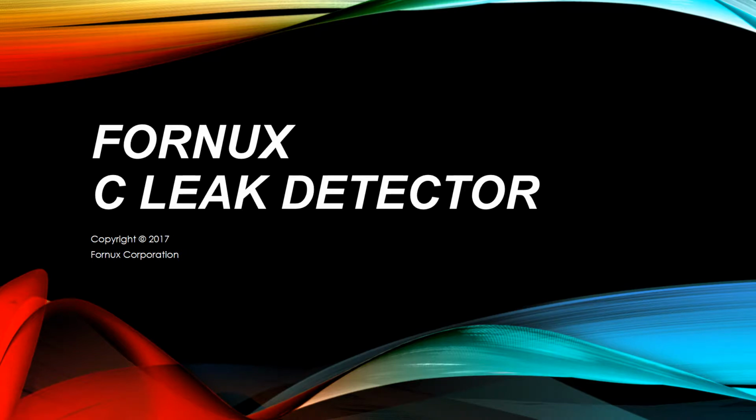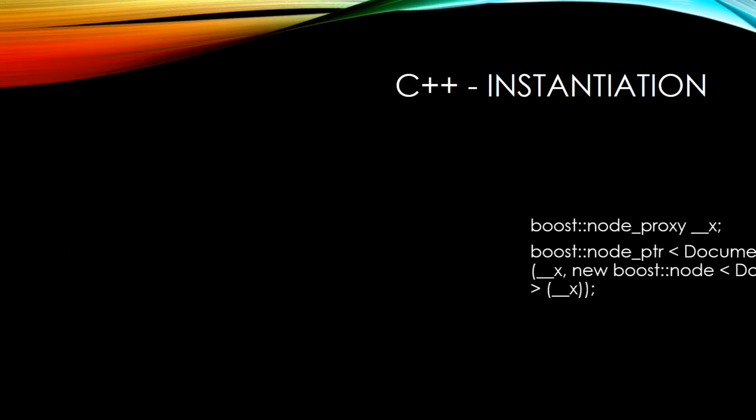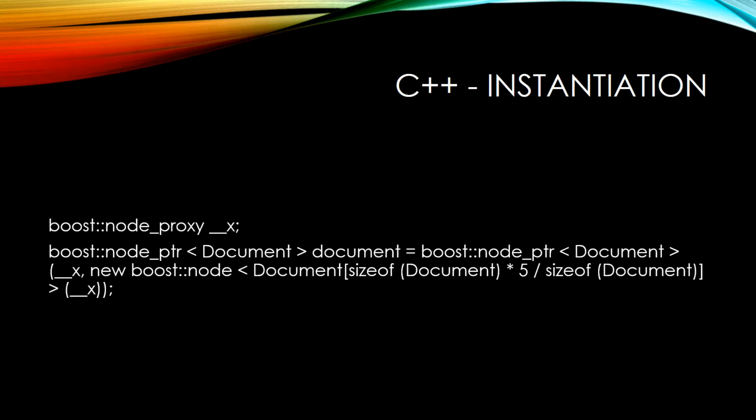Fornux C Leak Detector. Fornux C Leak Detector converts C code into more complex C++ code. Let's examine what it does to a standard allocation from the heap. We see that it adds a node proxy at each scope, and it changes the raw pointer into a C++ smart pointer called node pointer.